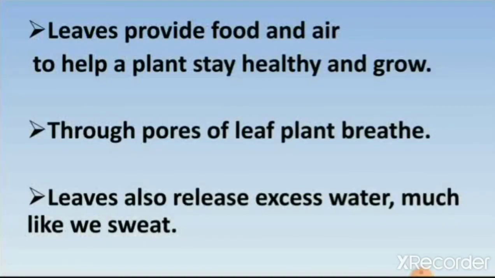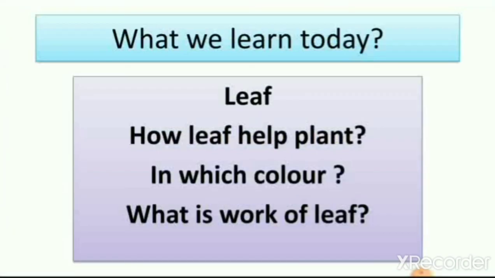Importance of leaves in a plant is that they help the plant stay healthy and grow. Through the pores of the leaf, the plant breathes, and leaves also release excess water which is harmful to the plant. So today we learned all these things. I hope you all enjoyed my lecture and we will meet in the next lecture.